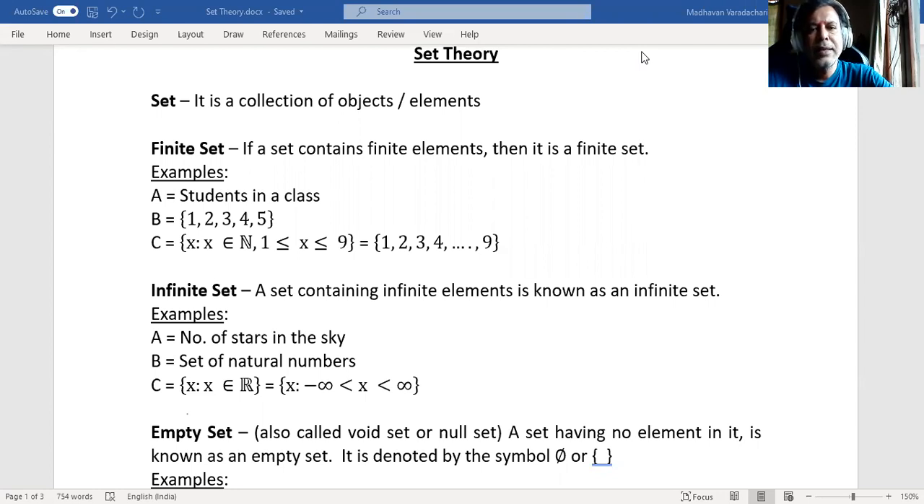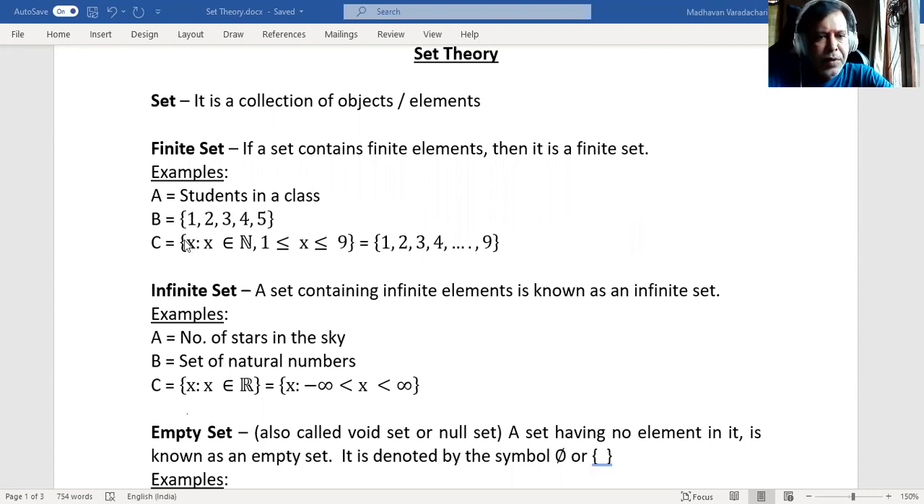And if a set has some finite countable elements, it is called a finite set. If a set contains finite elements, then it is a finite set. Example, you can say set A is the students in a class. Of course, it will be a finite number of students only in a class. Or a second example is B equal to.